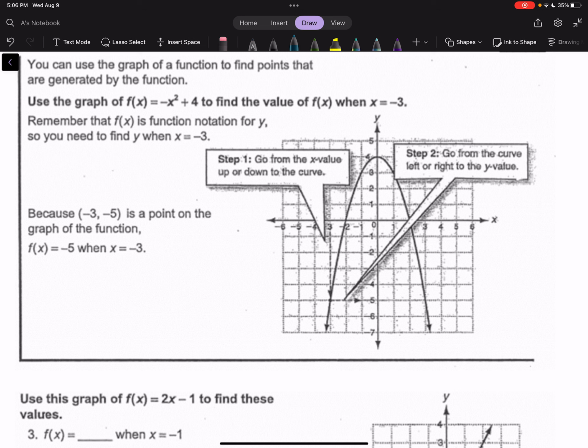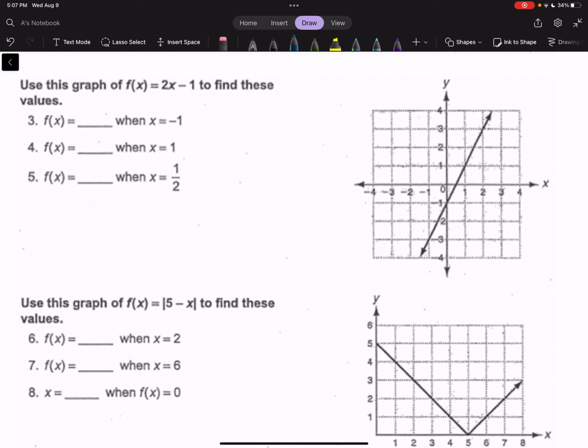You can use a graph of a function to find the points that are generated by the function. Okay? Go to the x value, go to the curve, left or right. Since negative 3 comma negative 5 is a point on the graph of the function, f of x equals negative 5 when x equals negative 3. So, in other words, when x is negative 3, y is negative 5. That is quite literally all that is saying, okay?